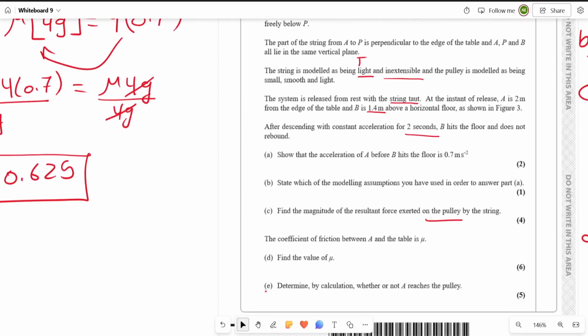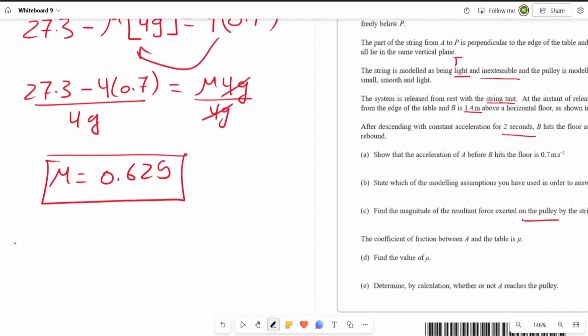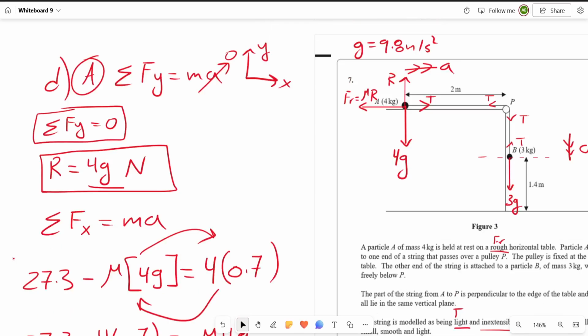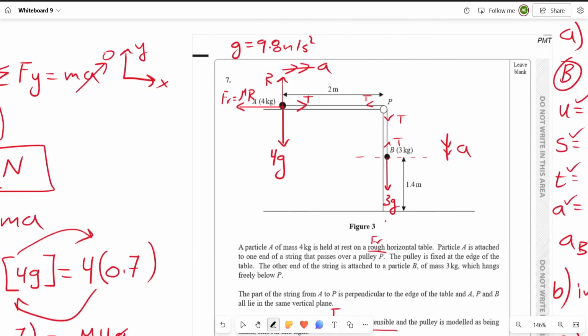Now, a tough part of the question is part E. It says, determine by calculation whether or not A reaches the pulley. So what happens is, B is moving down, A is moving to the right. B is going to take 2 seconds to reach the floor. B is now here. And A is going to be, let's say, over here or something.